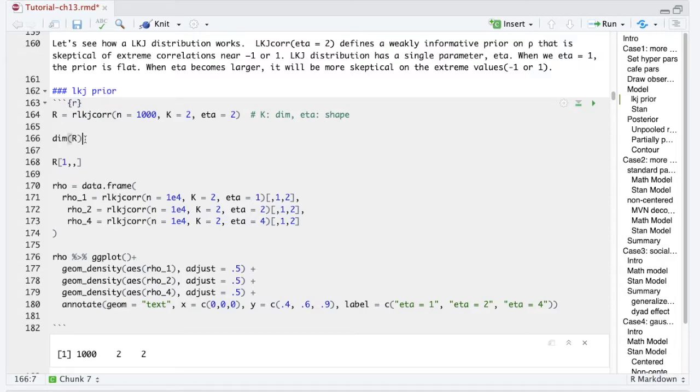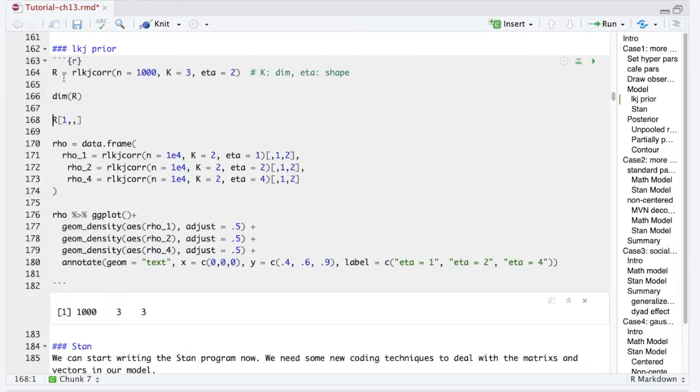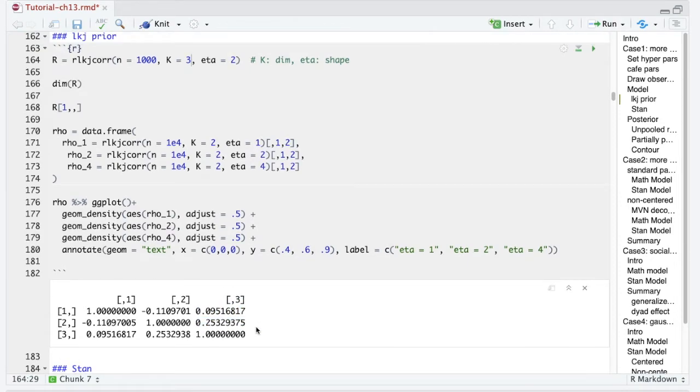So firstly, we can check the dimension of the output. As you can see, it's 1000 times 2 times 2. So it means there are 1000 2x2 matrices. Each matrix looks like this. And if we change k to 3, the dimension of the output will be 1000 times 3 by 3. And each matrix will look like this. On the diagonal, the value must be 1. These two values are the correlation between parameter 1 and 2. These are the correlation between 1 and 3. This is 2 and 3. So this is how the LKJ prior generates the correlation coefficients for any correlation matrix in any dimension.